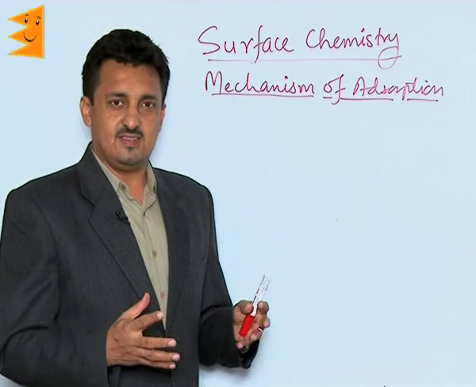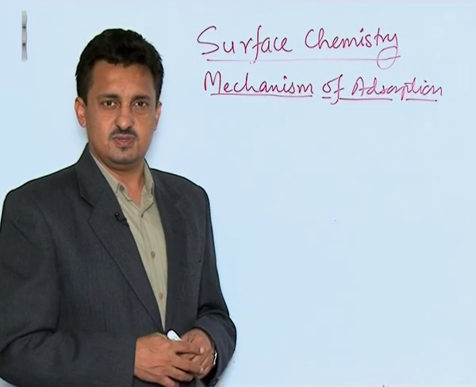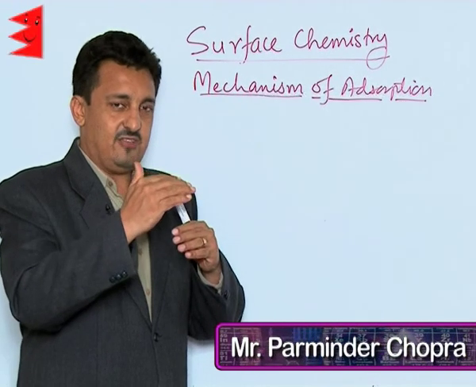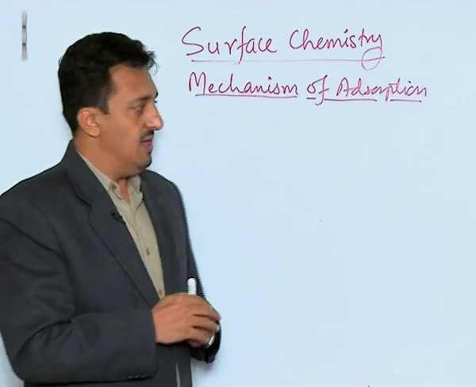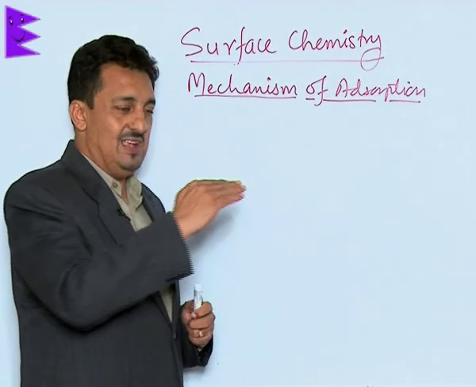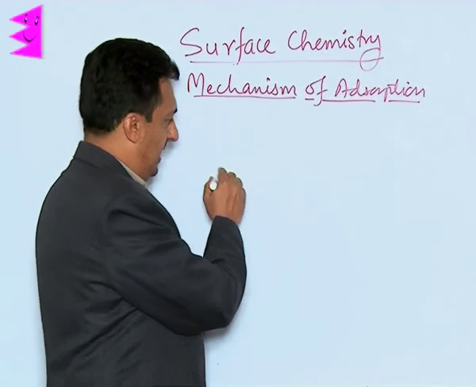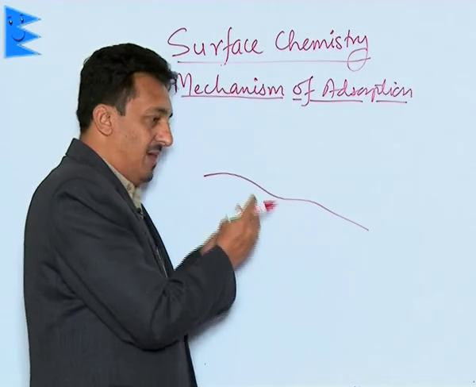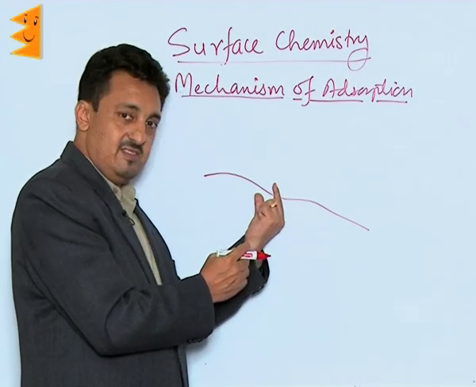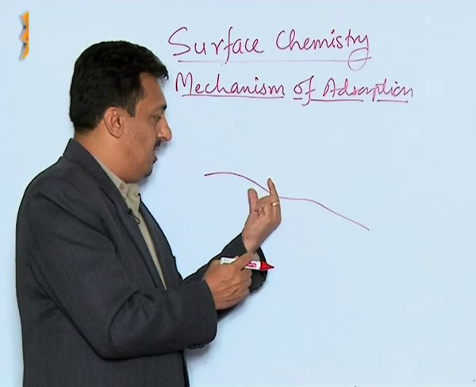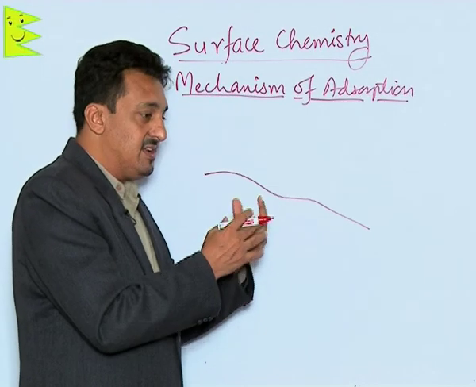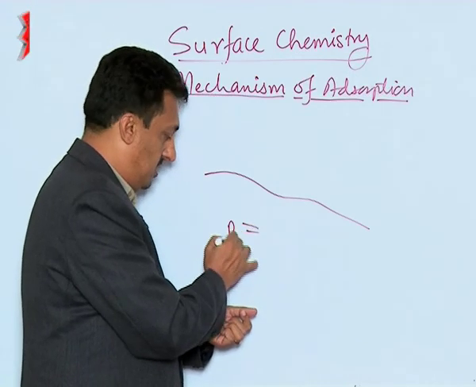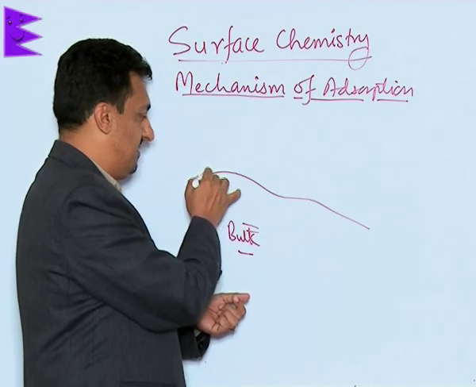Now let us understand the mechanism of adsorption. We need to see what exactly happens when a substance is attracted onto the surface of another. We know every substance which has a well-defined surface, like solids. Suppose this is the solid we are having. The particles present at the surface will have a different environment than the ones present in the bulk. This is the bulk, and this is the surface.